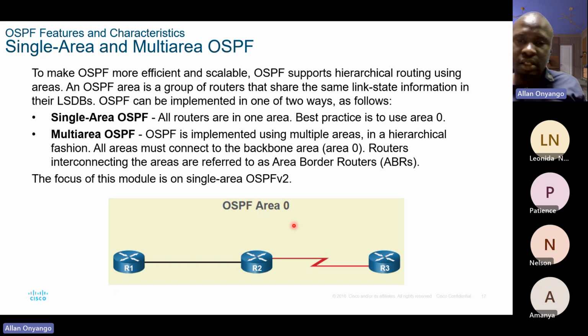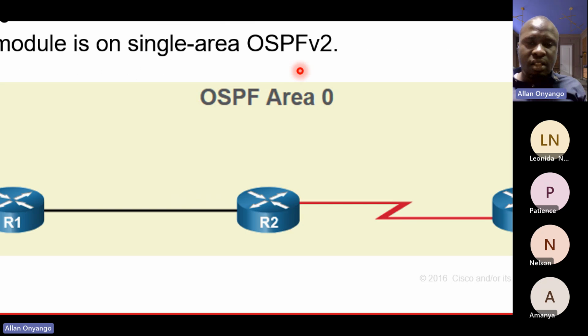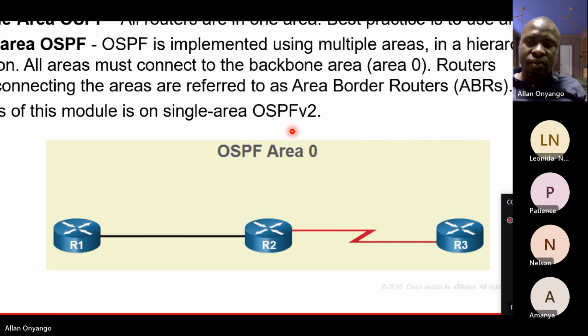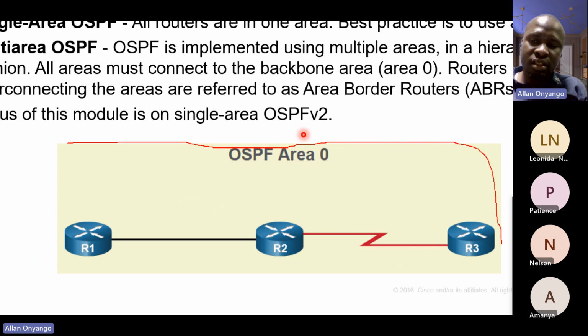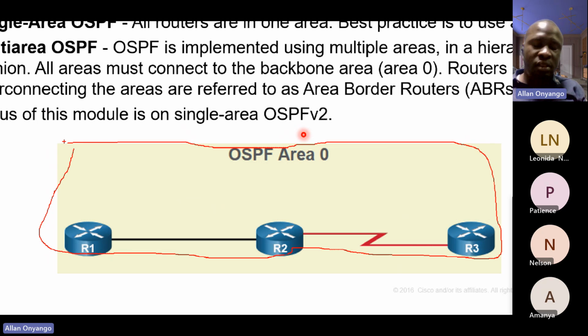Very, very important. So what am I saying? I'm saying when you only have single area, it means all your routers are going to be in one area. All the routers must be in one area. And it's preferred that we name it area 0. Because area 0 is always the backbone area. Okay? Area 0 is our backbone area.